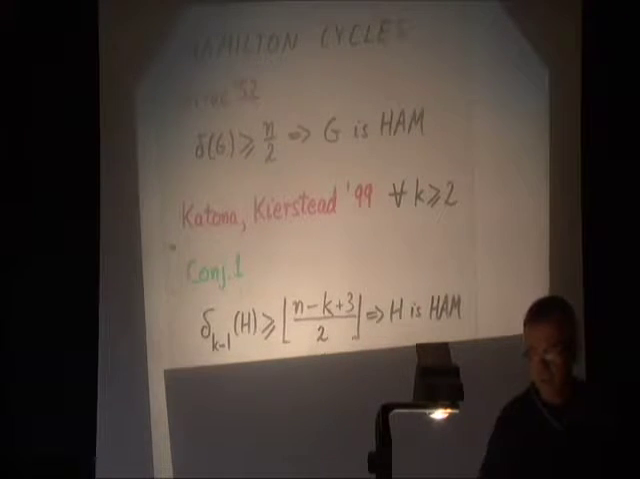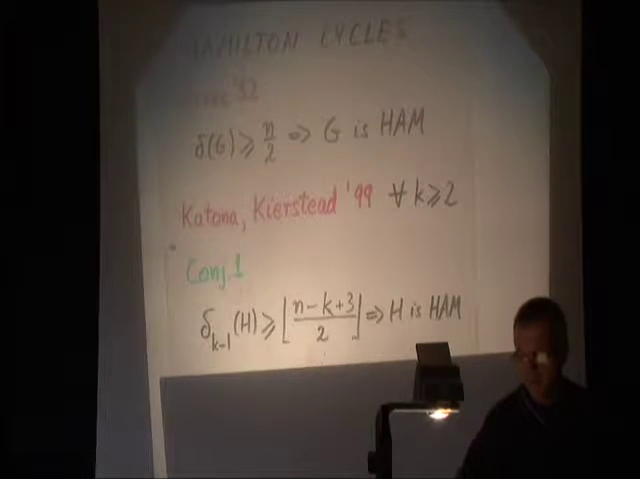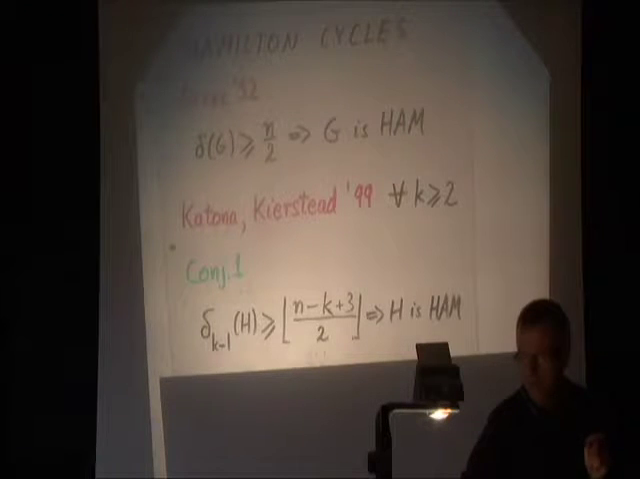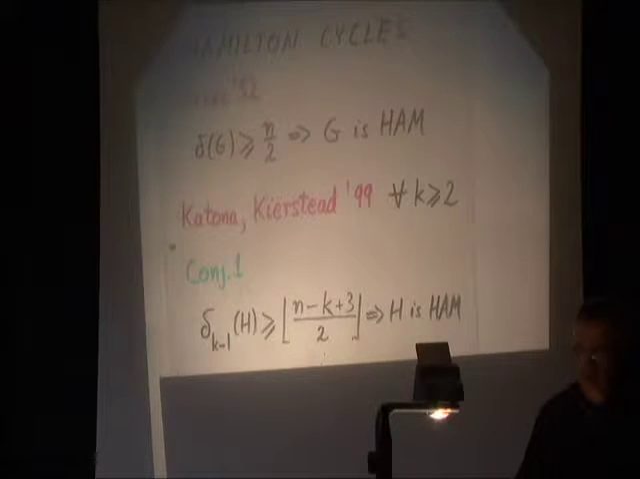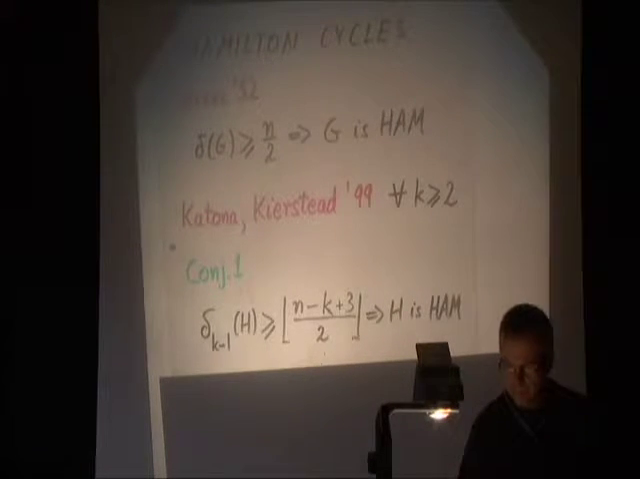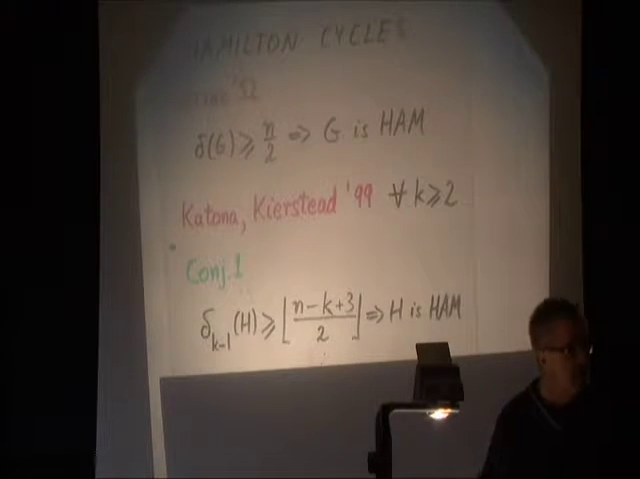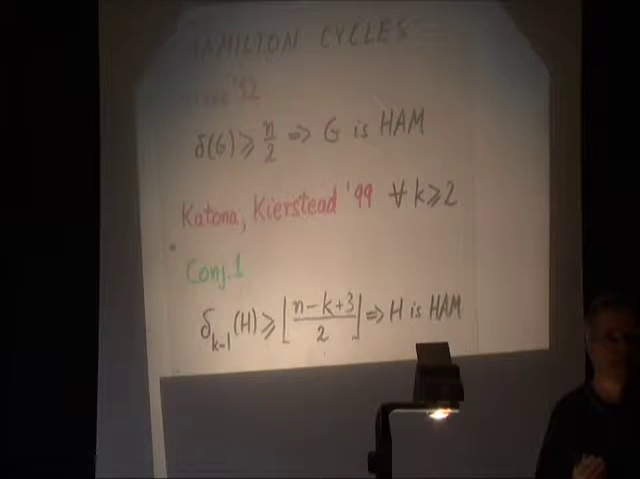They also wanted to have n over 2, and they got some counterexample which suggested that the actual precise threshold should be this number, the floor of (n minus k plus 3) over 2. Then you have a Hamilton cycle. And what's the cycle? Okay, so here is another thing which has many extensions.